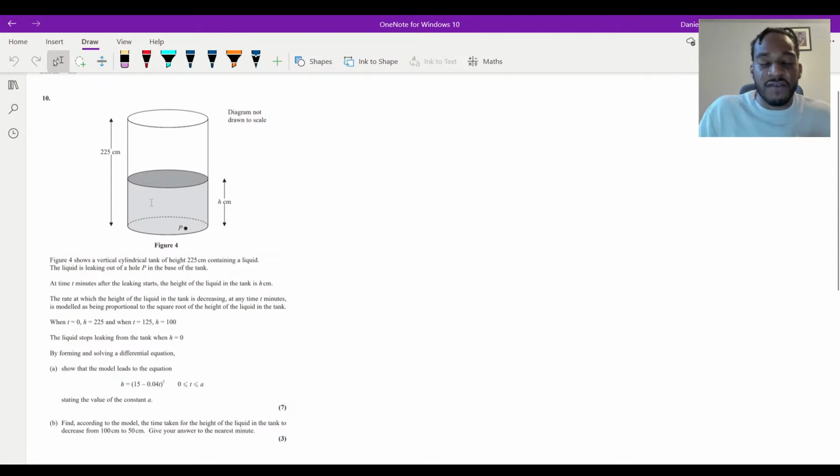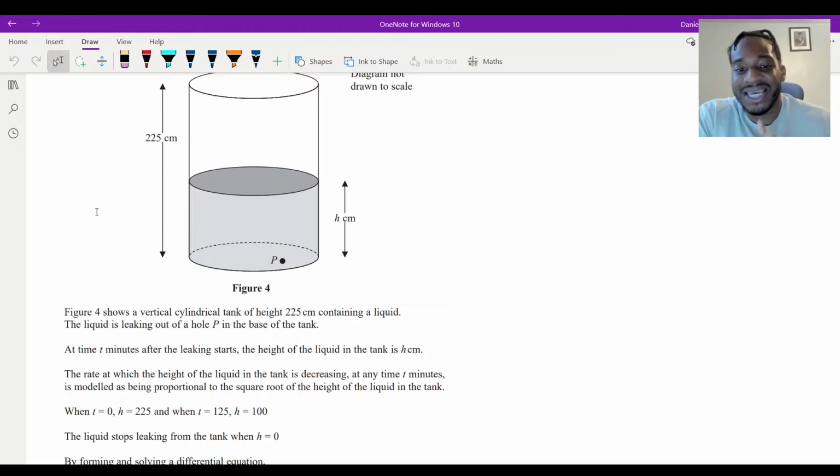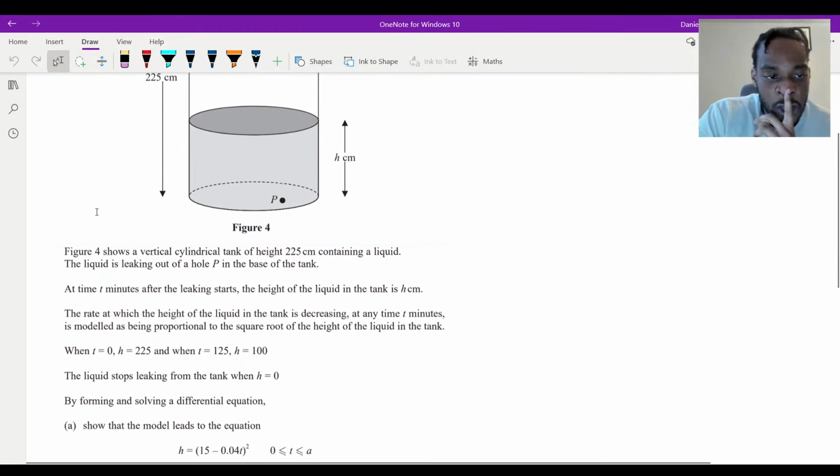All right, let's go through this together and see how we get on. So let's read it. It says, Figure 4 shows a vertical cylindrical tank of height 225 centimeters containing a liquid. The liquid is leaking out of a hole P in the base of the tank, as we can see. At time t minutes after the leaking starts, the height of the liquid in the tank is h centimeters. The rate at which the height of the liquid in the tank is decreasing at any time t minutes is modeled as being proportional to the square root of the height of the liquid in the tank.